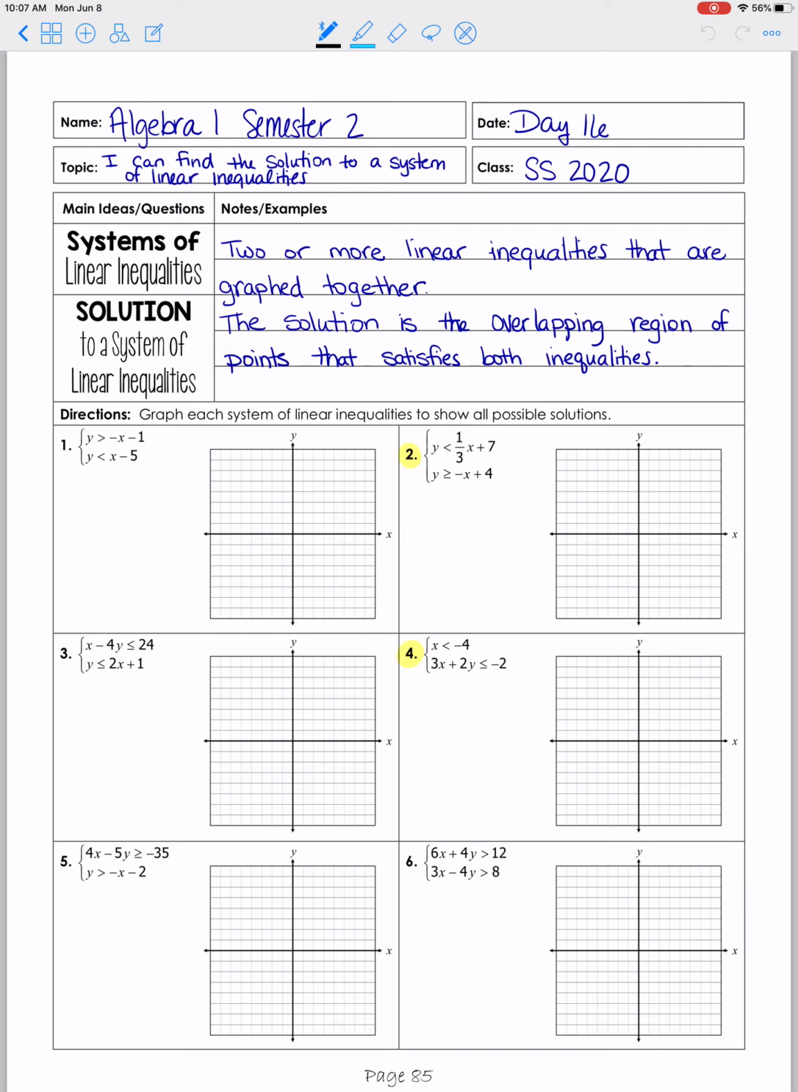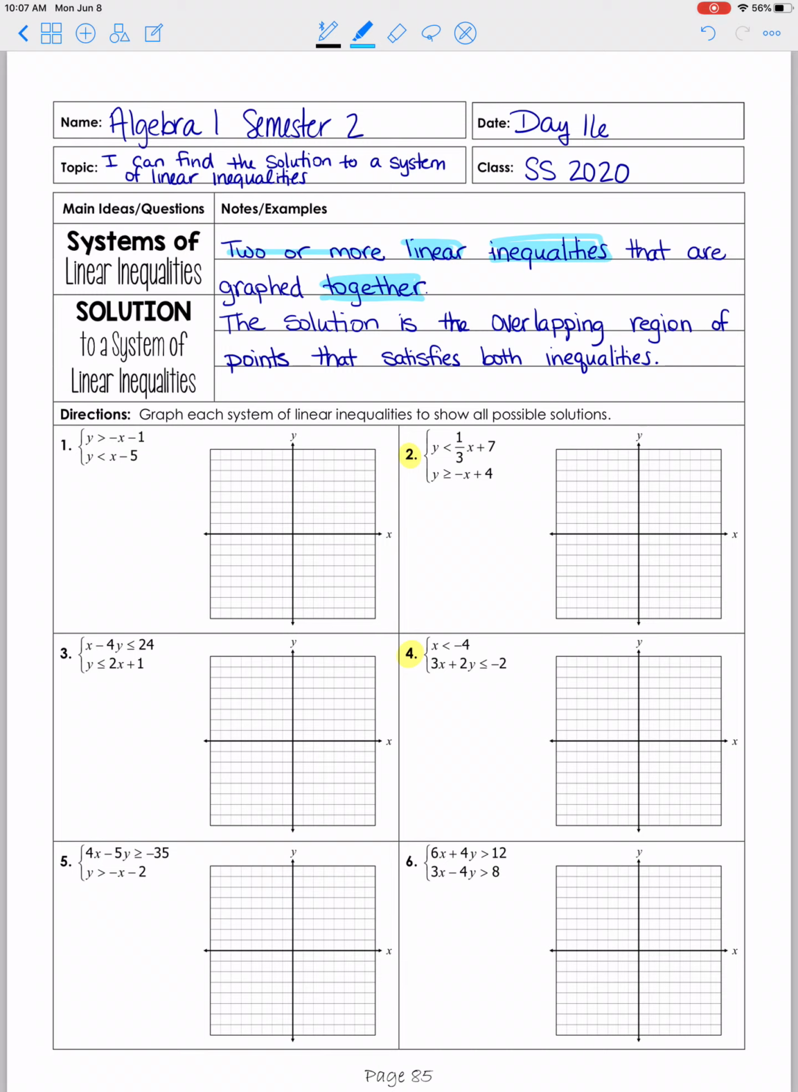Now, a system of linear inequalities is a system where two or more linear inequalities are graphed together. The solution to a system of linear inequalities is the overlapping region of points that satisfy both inequalities. So each inequality is going to have its own region, and then the solution is the combined region where they overlap.